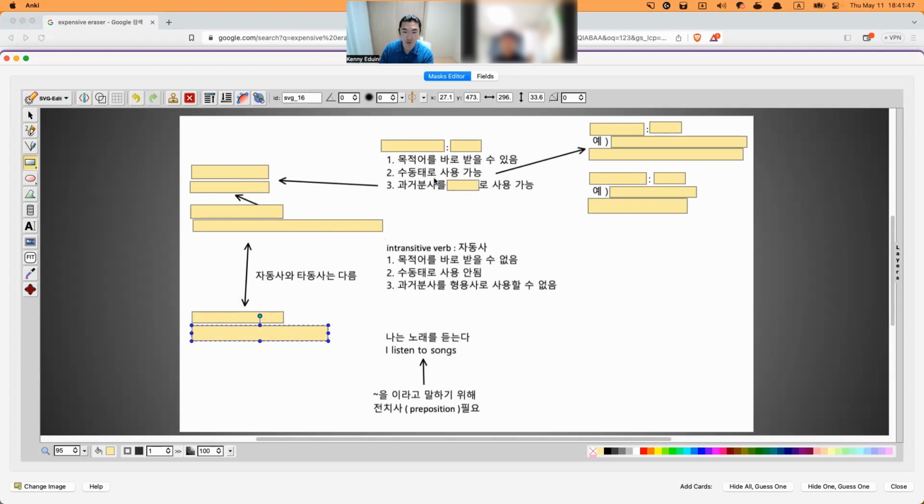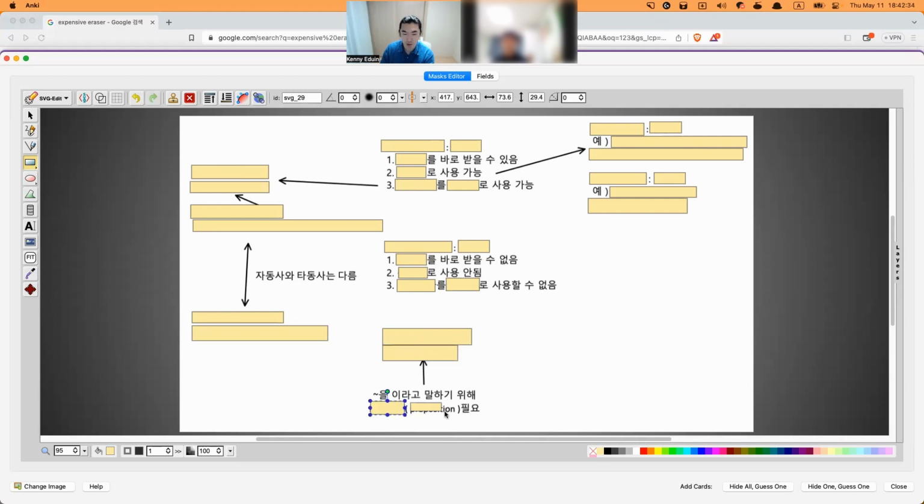이거 요거 중요하고 수동태로 사용 가능. 수동태도 중요하고 목적어를 바로 받을 수 있어. 목적어가 키포인트. 수동태로 못 바꾸지. 그 다음에 과거분사를 형용사로 사용할 수 없음. 형용사. 과거분사. 이것도 해석 가능해야 되고. 전치사와 프리포지션 관계. 30개. 오케이, 갑시다.